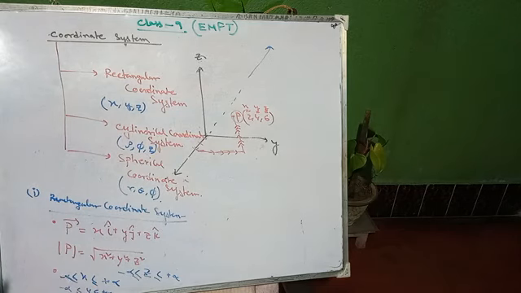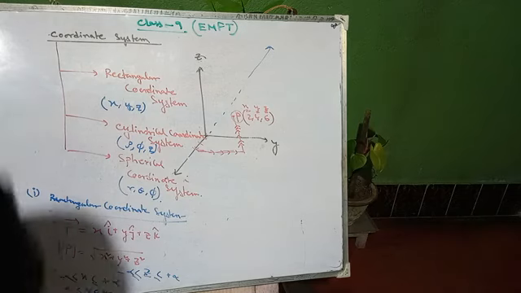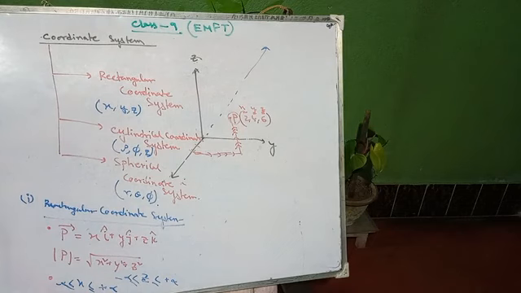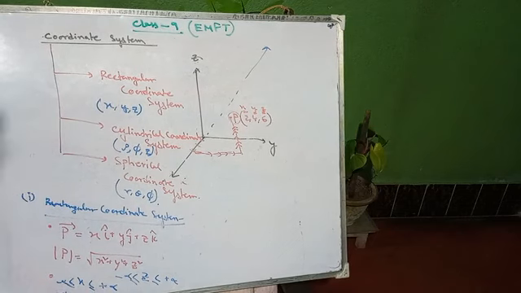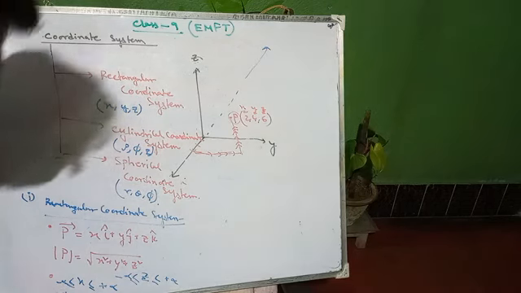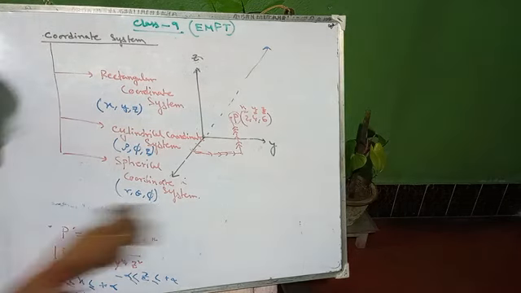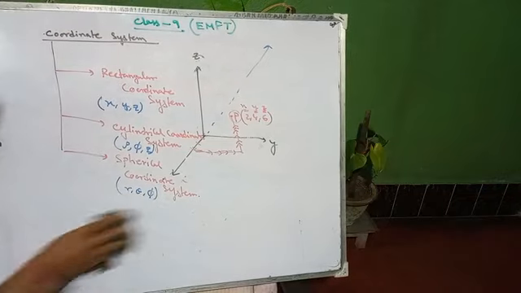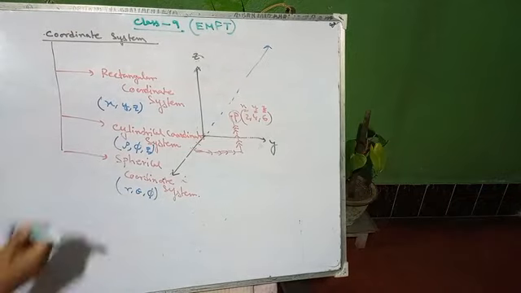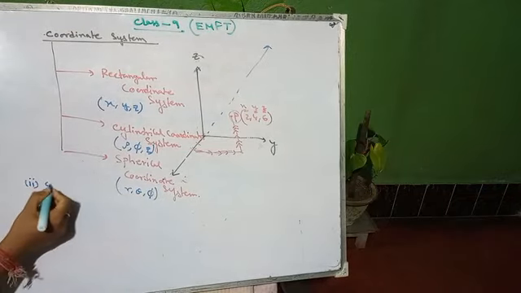So this is the concept of rectangular coordinate system, which is very much easy, and all of us are familiar with this coordinate system. But in case of cylindrical coordinate system, it is very much important and it is new to us. Okay, so what is the cylindrical coordinate system? Second one is cylindrical.